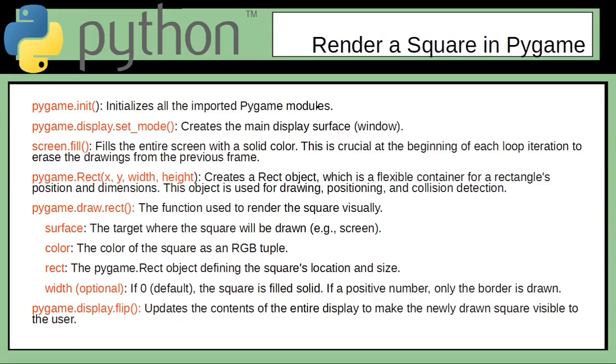But anyway, here are things we've already talked about before using Pygame. You can initialize Pygame by calling pygame.init. You can determine what type of display mode you have using the display.set_mode function. You can clear the background screen, which we'll talk about later, using the screen.fill function to change the background.